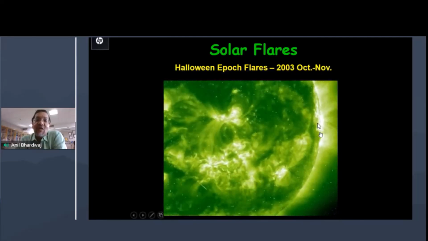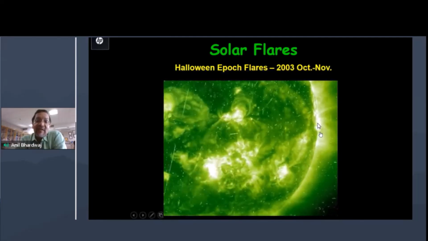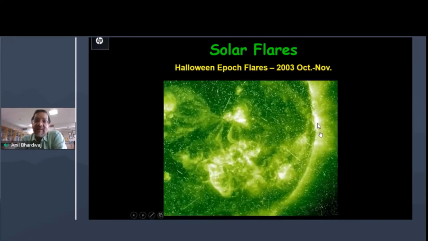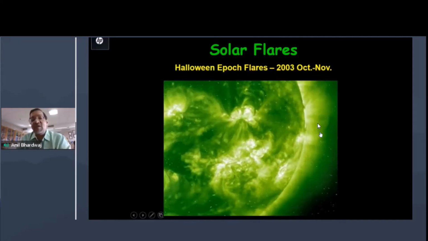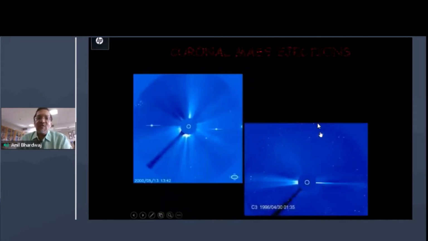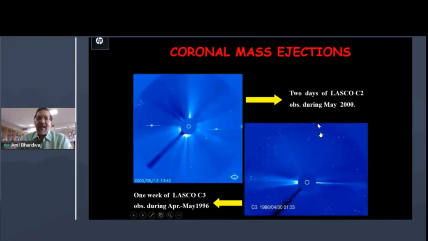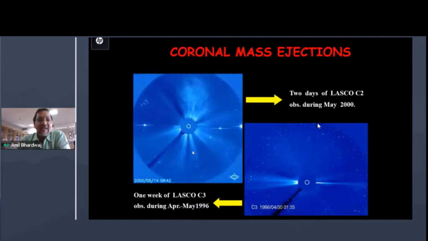So there are many violent activities which keep happening on the sun, and one of them is solar flares, which emit electromagnetic radiation. But in addition to this, mass is also thrown out from the sun, which is called coronal mass ejection. And here you will see how the CMEs, or coronal mass ejections, are ejected out from the sun. You see here, it's all moving.